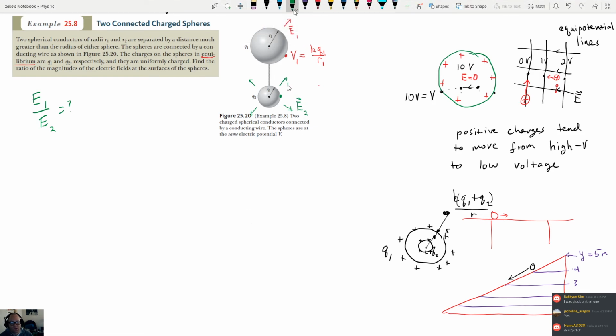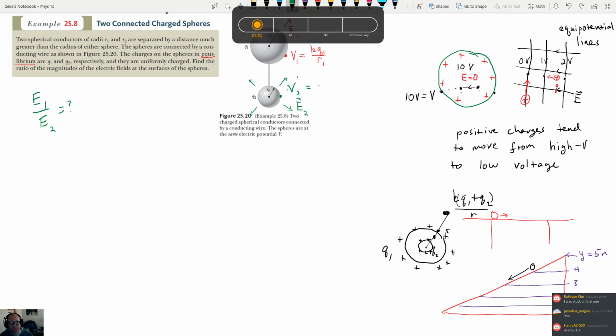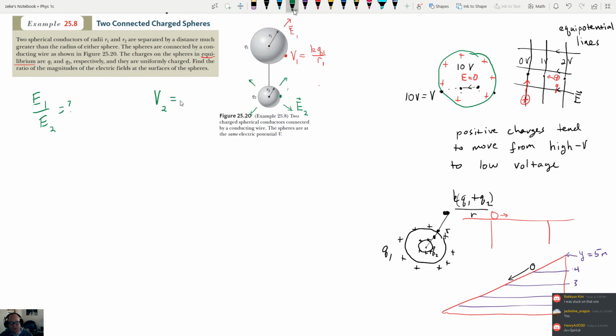Okay, V2 is going to be equal to K times Q2 over R2, and that will be the value of the electric potential. This kind of looks bad because of that E2 sitting right there, so we'll just write over here: V2 is equal to K Q2 over R2. That's the value of the electric potential at the surface.